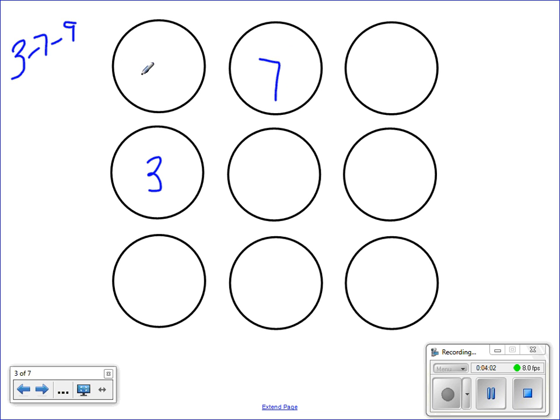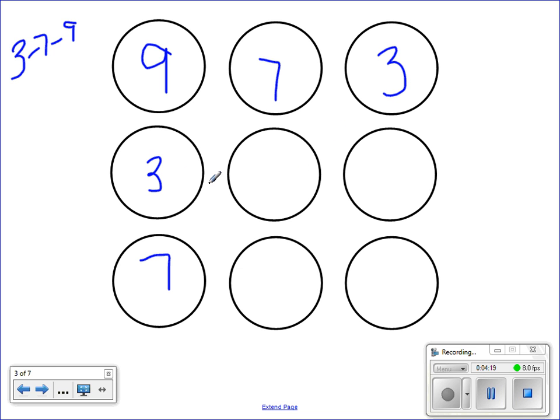So when you look in this corner, can it be a 3? Looking up and down, no, it can't be a 3. Looking sideways, can it be a 7? No. So the only thing this can be is a 9. If this is 9 and this is 3, this has got to be the 7. If this is 9 and this is 7, this can only be a 3.